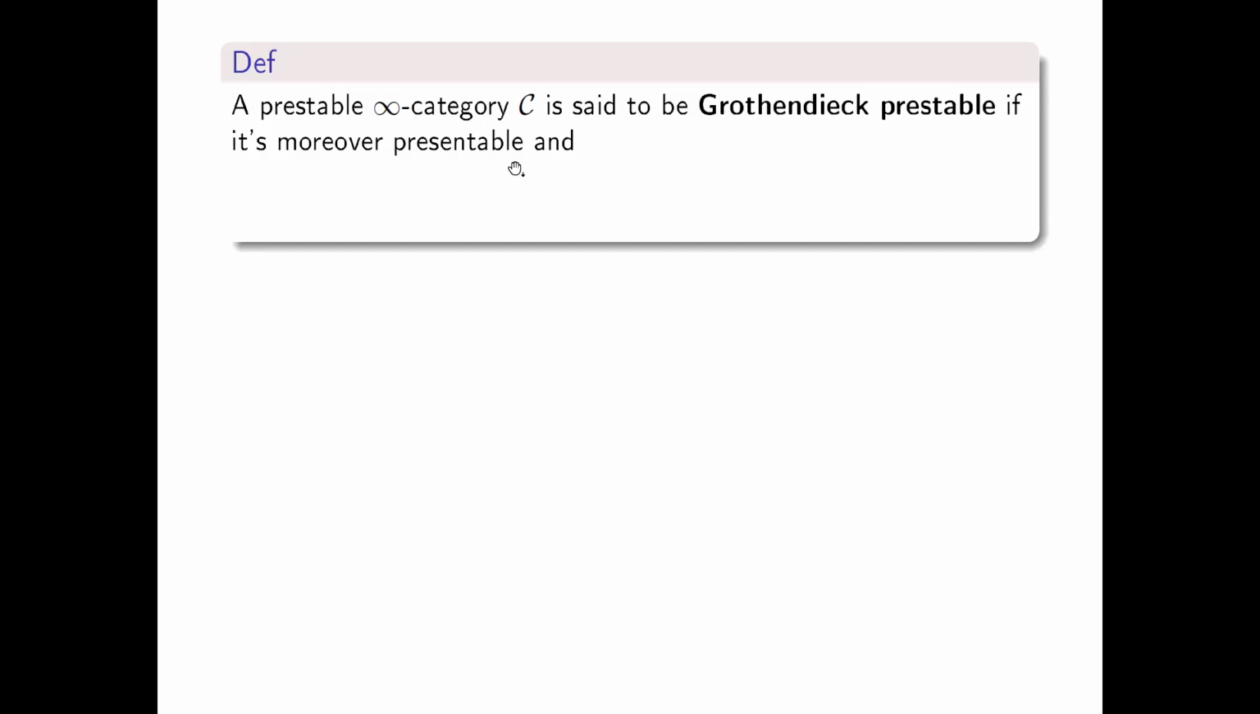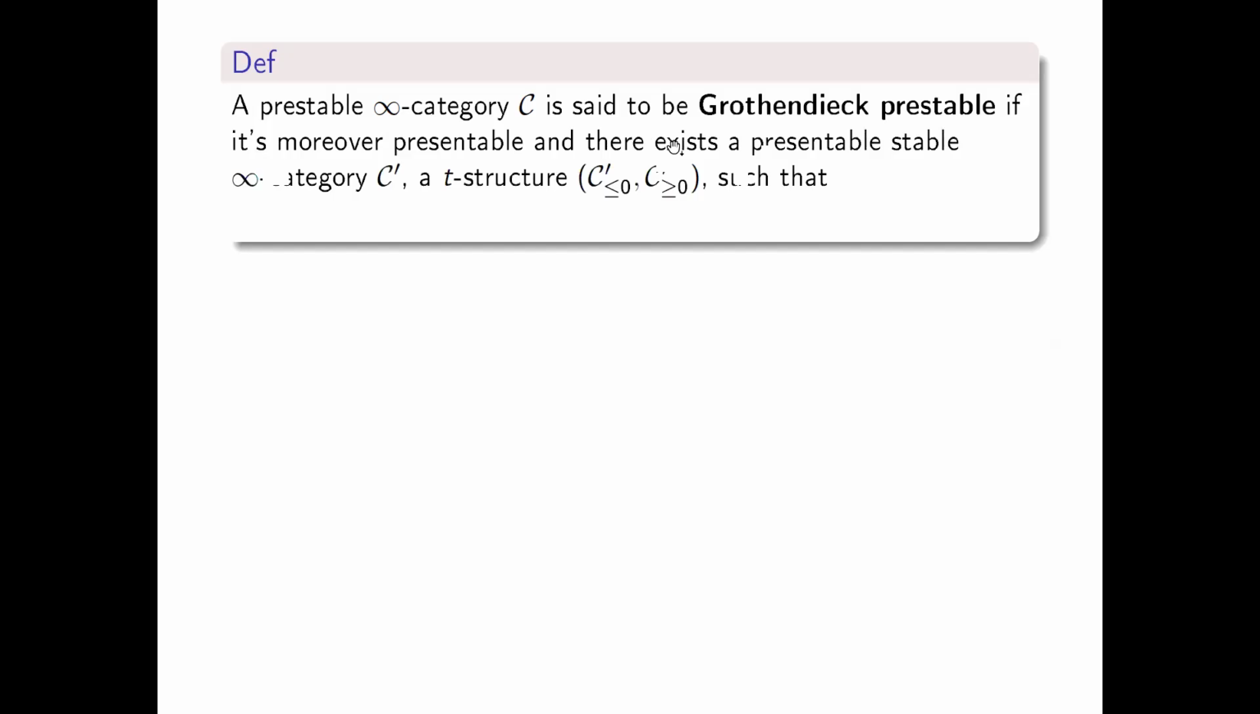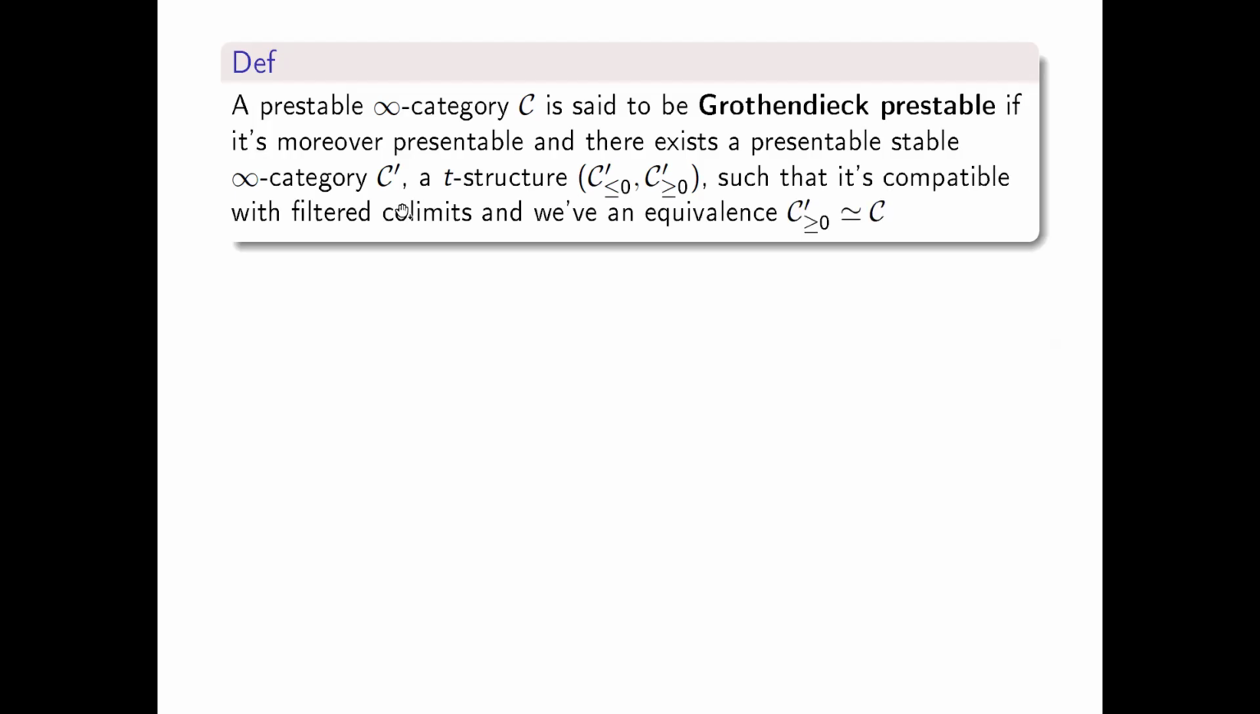So you start off with a pre-stable infinity category. It is said to be Grothendieck pre-stable if it's presentable, and there exists a presentable stable infinity category C dash with a T structure compatible with filtered colimits, and you have an equivalence of this form. There are different ways of defining what Grothendieck pre-stable is, and I've chosen this one because it makes sense to me. There's nothing special about it, but there are other equivalent definitions that we'll see.